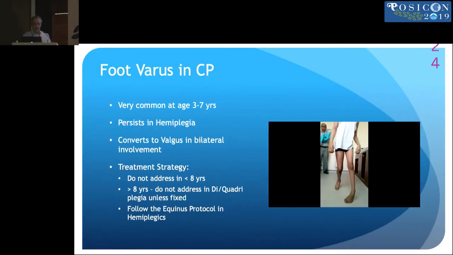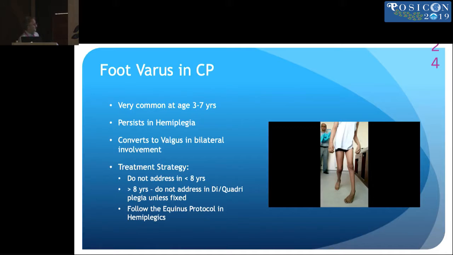Now here we are. Foot inversus. It's very common in age 3 to 7. It persists in hemiplegia, but here is the caution: it converts into valgus in bilateral involvement. So if you have a diplegia or a quadriplegia, eventually the foot will be in valgus. Therefore, you have to be very, very careful with trying to aggressively treat this condition.